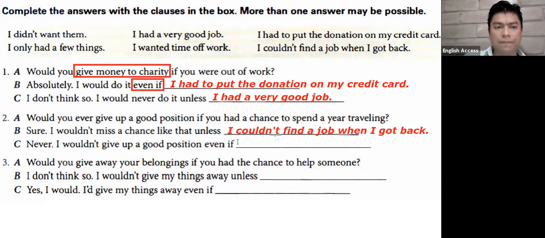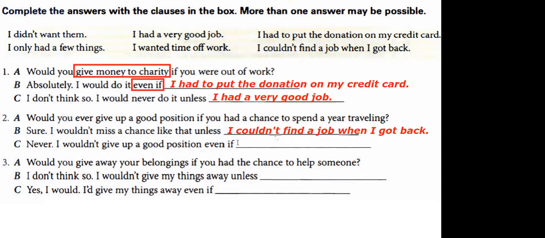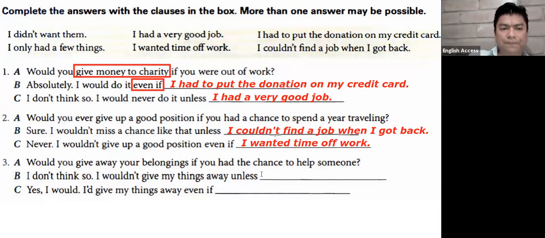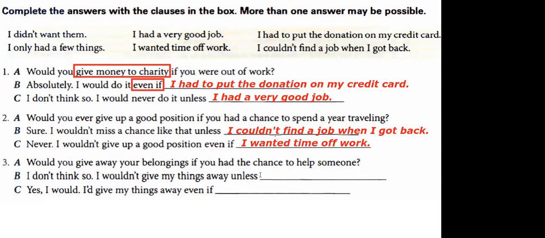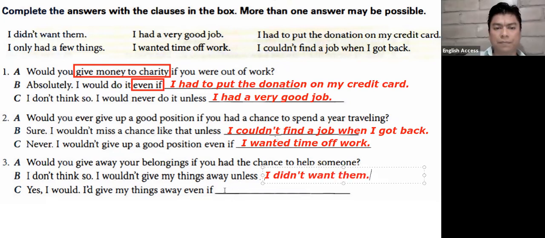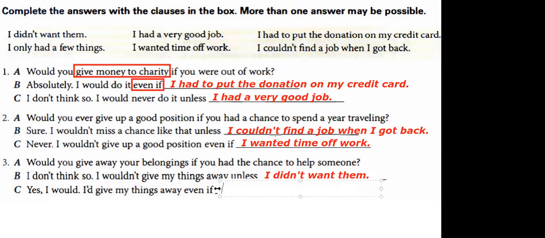And next one, C. I wanted time off work. Next, number 3B. I didn't want them. And the last one. I only had a few things.